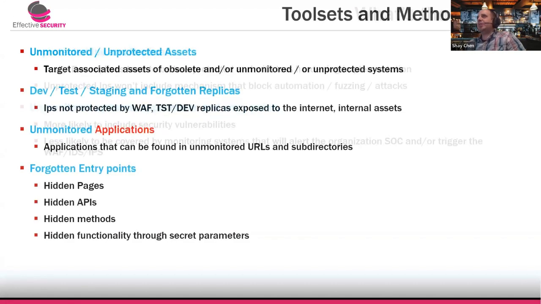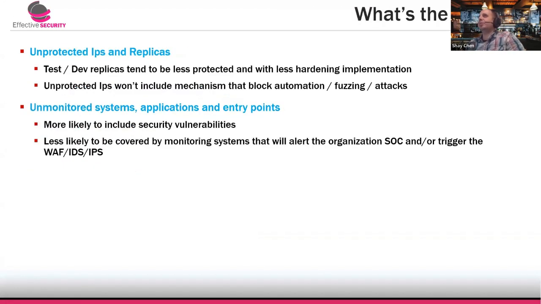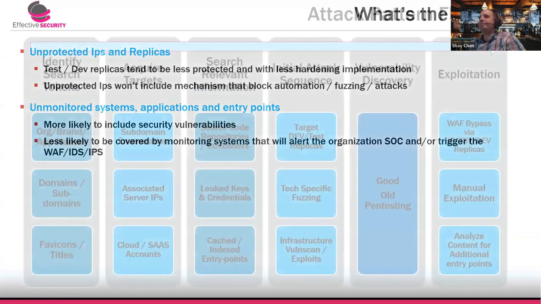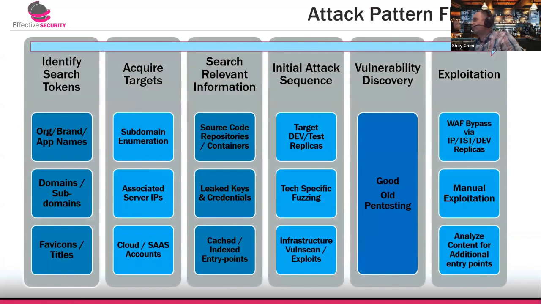We're going to get to that by finding those unmonitored IPs, replicas, and systems with the toolsets that we have, okay? So to get those elements, we have to go through a couple of phases, okay? First, we have to know what to search. And to figure out what we have to search, ideally we want search tokens. I'll explain and later demonstrate.